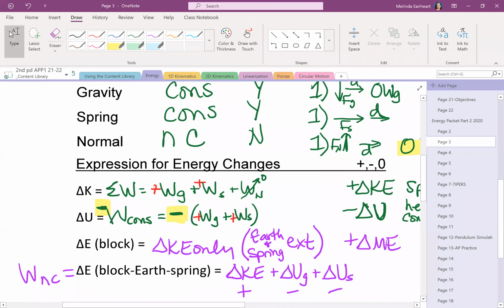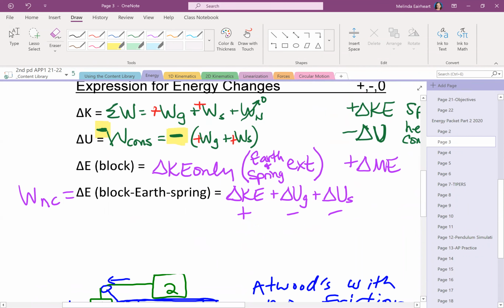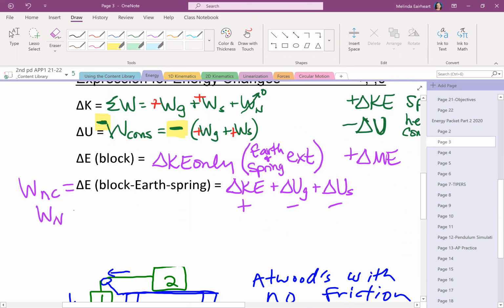Yes, we had the normal force, but did it do any work? No. And so it'd be the work done by normal, which would be zero in this case. And so whatever the total negative change in potential, it would be reversible with the changes in kinetic, just like the simulation. Good deal.